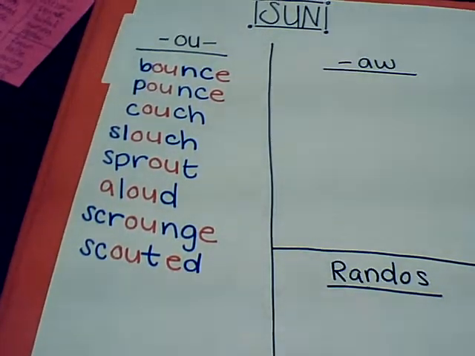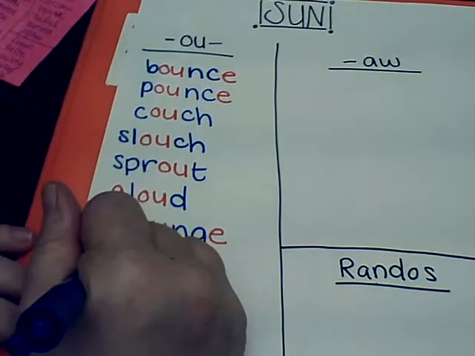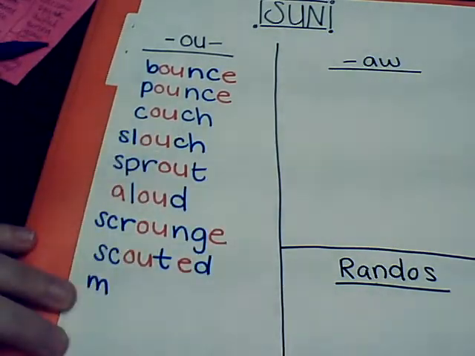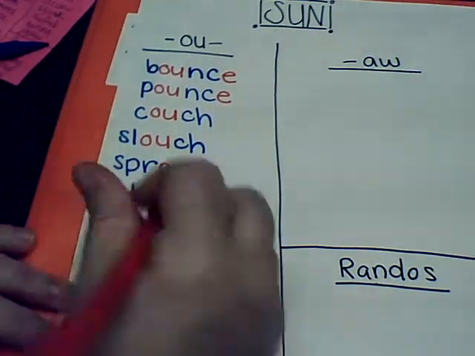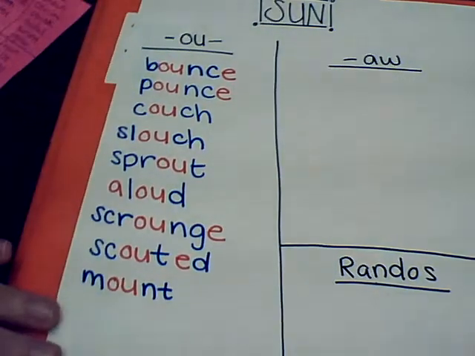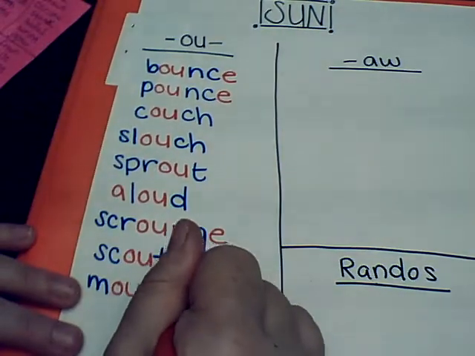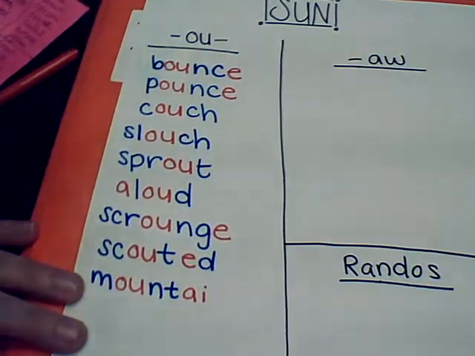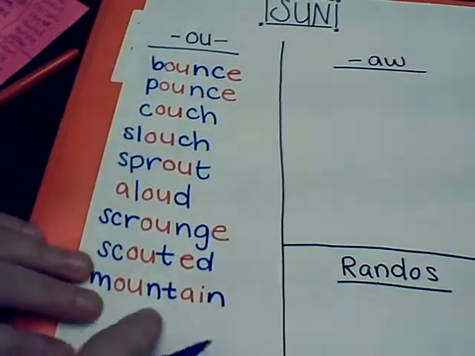And last word on that list is mountain. Mountain. So mount. O-U. Mountain. And this ends in an A-I-N. Mountain.